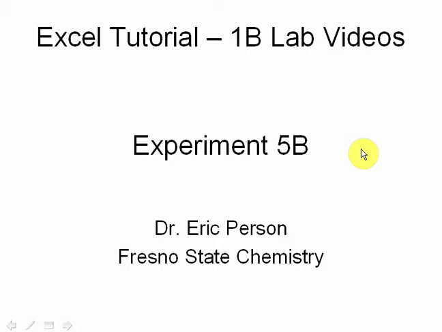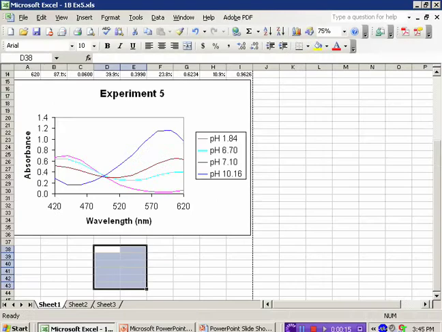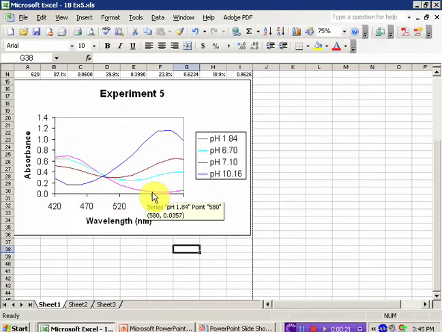Hello, in this Excel tutorial for Chem 1B, we'll be looking at the second part of the data workup from Experiment 5, namely calculating a pKa value from our data now that we've plotted the graph. I've gone ahead and plotted my graph with each of the four sets of spectral data, and the first step is to decide on a wavelength to use for the subsequent calculations.